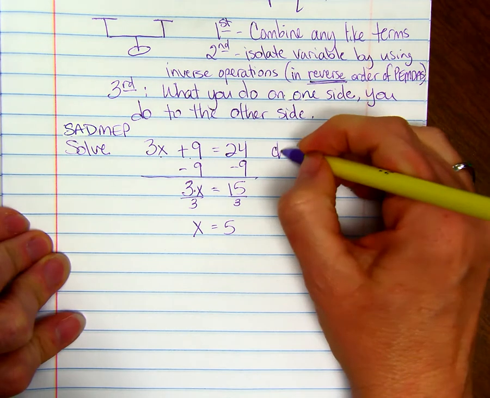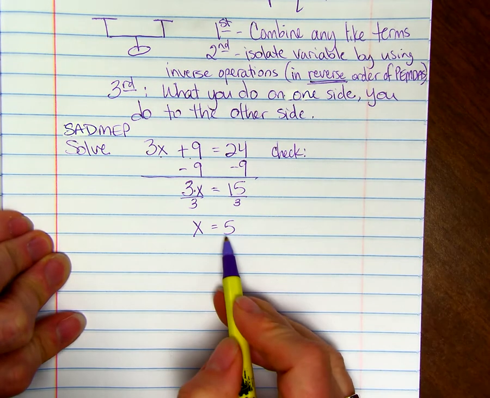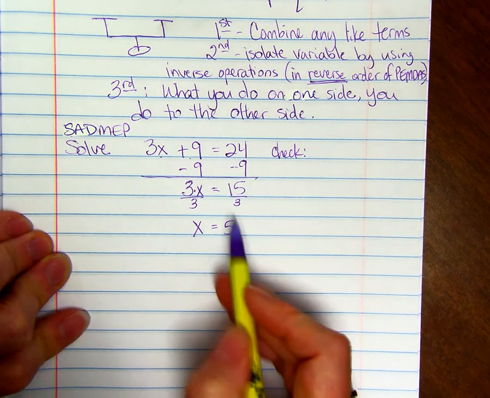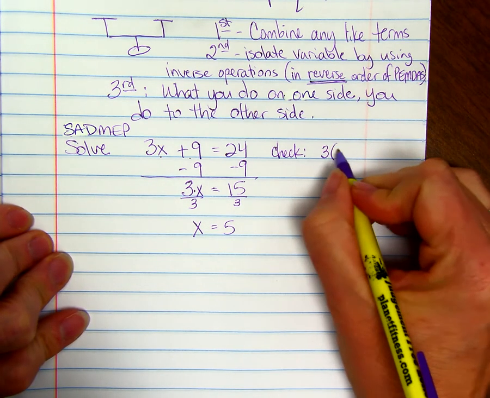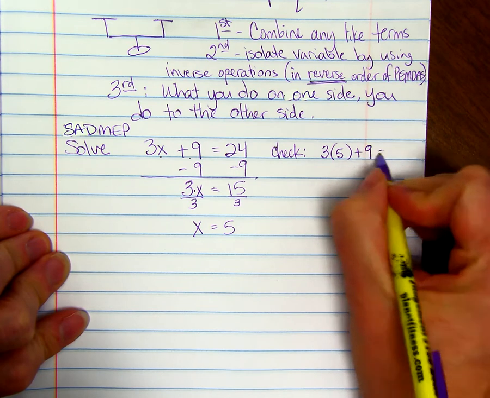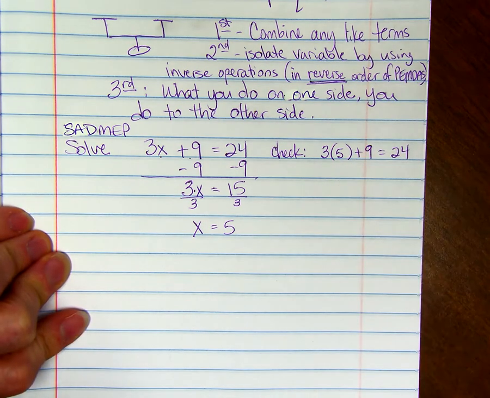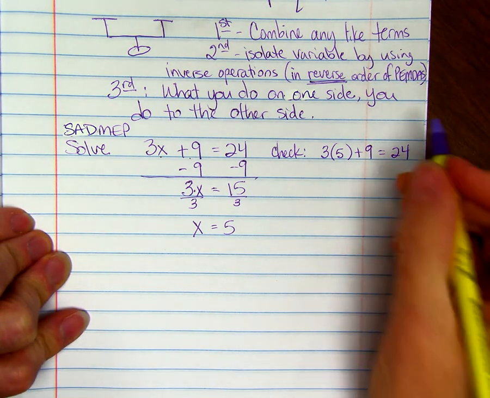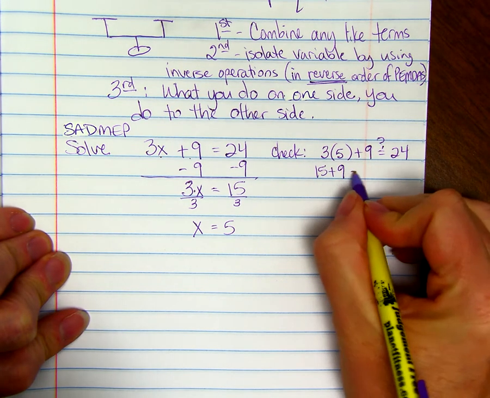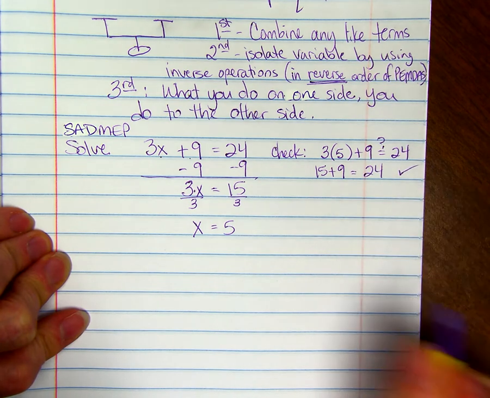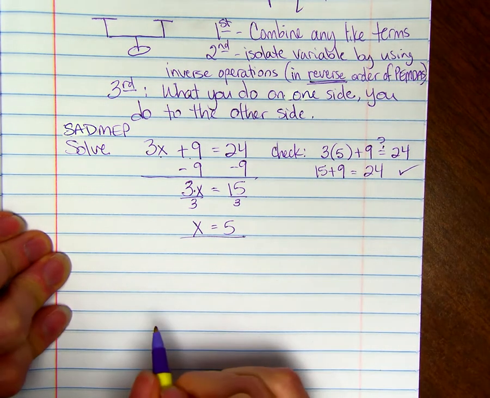Now we can check our work by taking what we got for x and plugging it back into the original equation. So we want to see, is 3 times 5 plus 9 equal to 24? And we're going to test that out. So we have 15 plus 9. It does equal 24. So our solution, x equals 5, is correct.